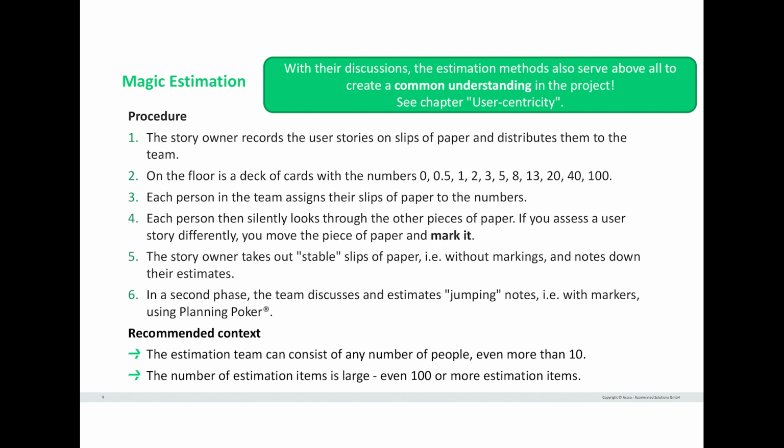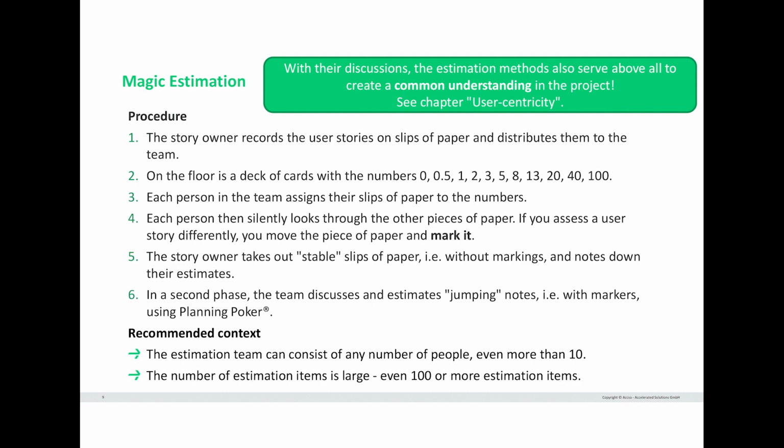This estimation method has proven itself in practice in the following context. The estimation team consists of any number of people. Even more than 10 people are possible. The number of estimation items can also be very large. Even 100 or more estimation items can be estimated well in a relatively short time in this way.